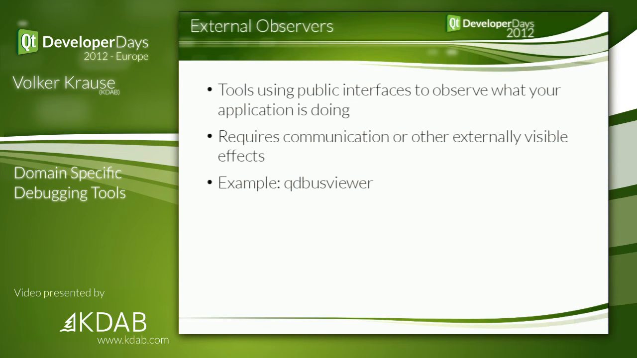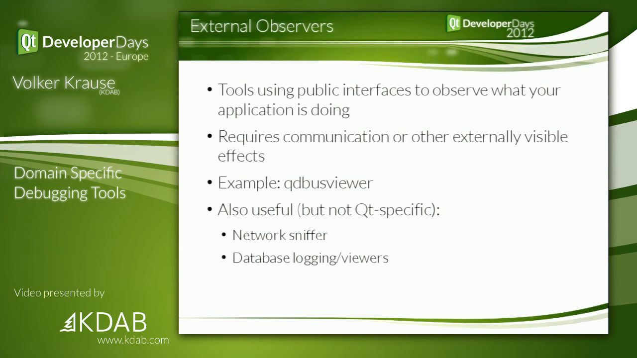A prominent example in Qt is the QDBusViewer. So this allows me to watch everything that happens on the DBus IPC. That has no influence on the application, right? No change needed there. I just observe what communication happens. Not Qt specific, but in the same category is stuff like network sniffers that analyze all the TCP traffic, or database tools that show me what applications are doing on the database, right?